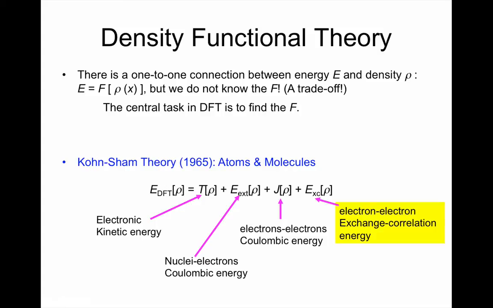Now in 1965, Kohn and Sham suggested to write up an energy expression based on the density, looking like this. So what they did was to write the energy as a function of the density in terms of the kinetic energy of the electrons, the potential energy of the electrons interacting with the nuclei in our system, and then the electron-electron interaction described in this term, using a Coulomb expression for the interaction between two charge distributions.